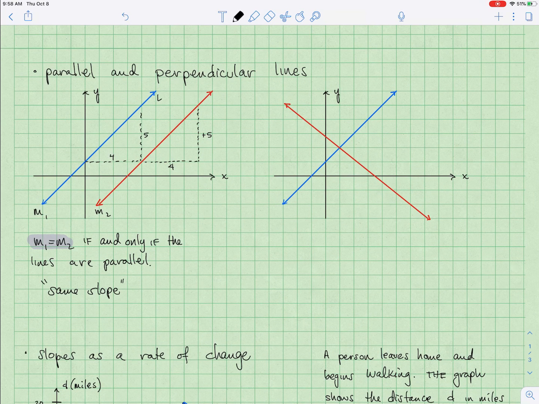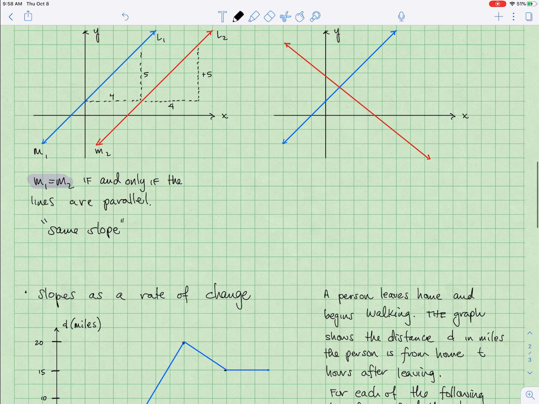Now, if I call this L1 for line 1 and L2 for line 2, sometimes we use the notation L1 is parallel to L2 by drawing two little parallel lines, just like that. They're supposed to look parallel. I know they don't, but L1 parallel L2.